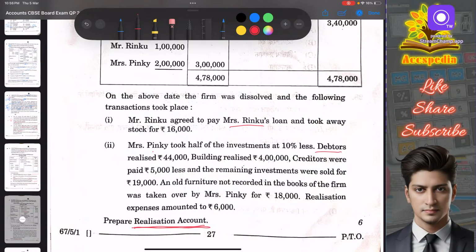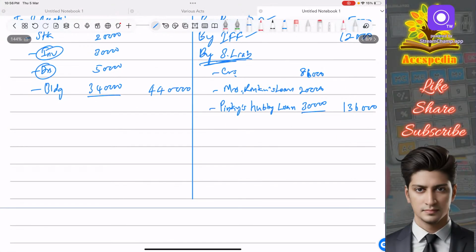Here we have debtors realized 44, building realized 4 lakh, and remaining investment were sold for 19,000. Old furniture not recorded in the book taken over. So there are three sales, which means credit side. Journal entry is bank account debit to realization account. So go to the realization account credit side. Since realization account is credited, the opposite account, the debit account, is bank account. This is sale of asset or realization of asset.